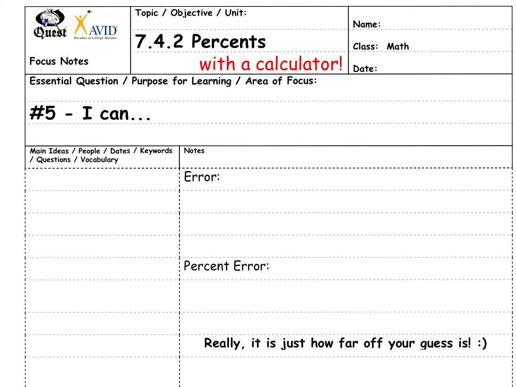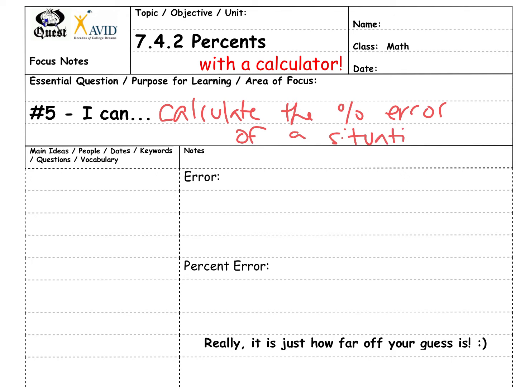Today's lesson is, I can calculate the percent error of a situation. And so first we need to know percent error and how to find that.